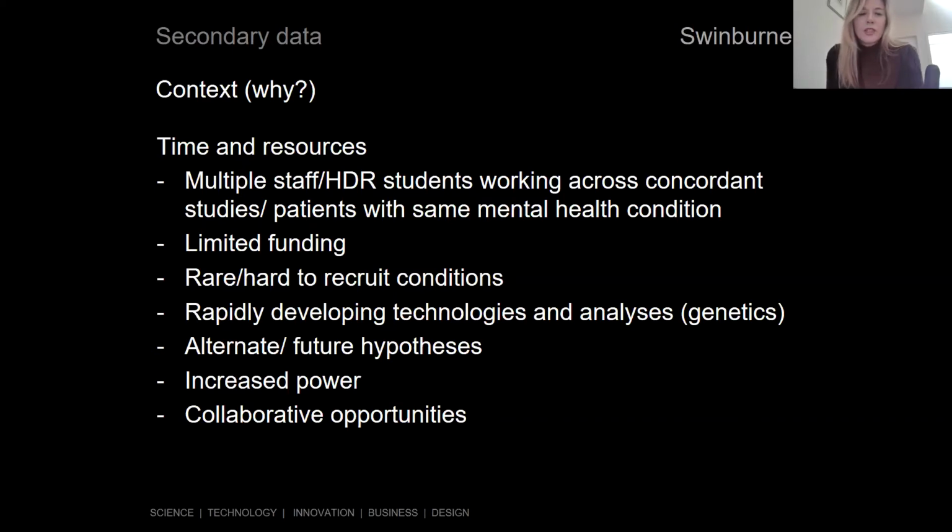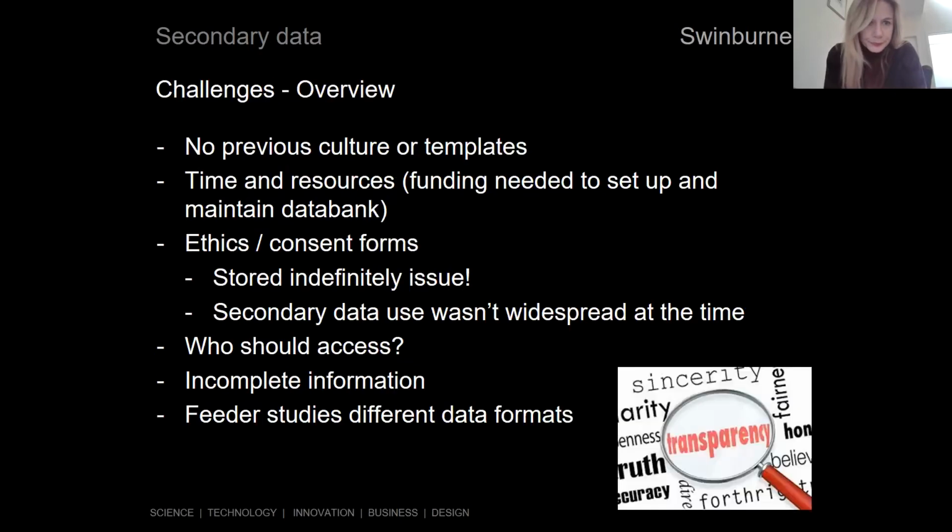With the conditions that we study, they're hard to recruit, a single PhD student might only get 30 patients with a particular condition in their entire candidature. But there are some questions that we would need to answer that would require substantively more numbers. So, if we had a data bank with, say, 100 of these people with this condition, we could certainly increase power. And it would certainly increase collaborative opportunities. So this is why we decided to come up with our data bank.